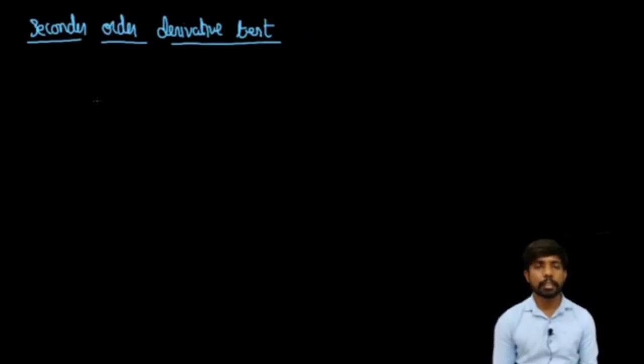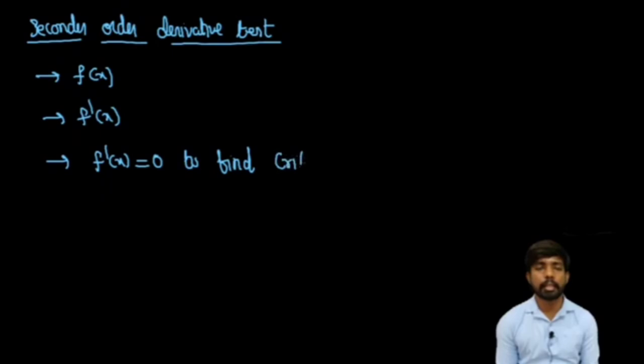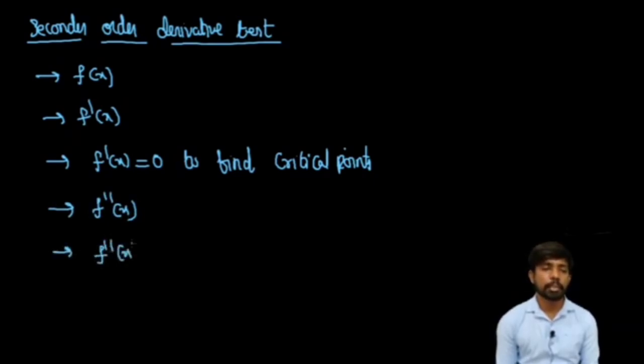Second order derivative test. First is framing the function, or else the given function. Next, differentiate the function and make it equal to 0 to find critical points or extreme points. And double differentiate the function. Next, substitute the critical point.